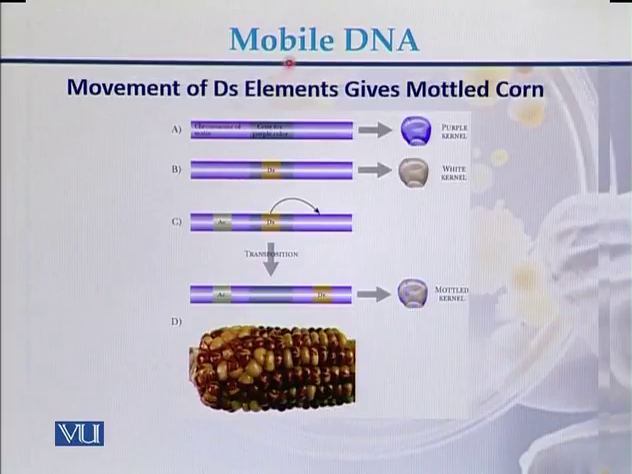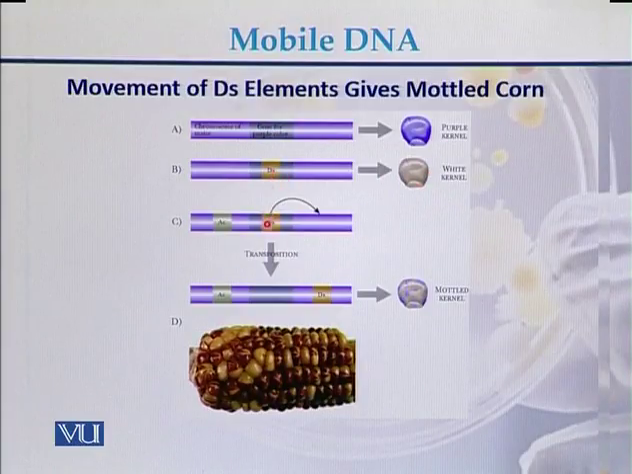Movement of DS elements gives mottled corn. This is an example of the movement of mobile DNA, or the movement of dissociation elements. The original color of the kernel in corn is purple. There is a gene for the purple color. If there is a dissociation element, then the color of the kernel is white.